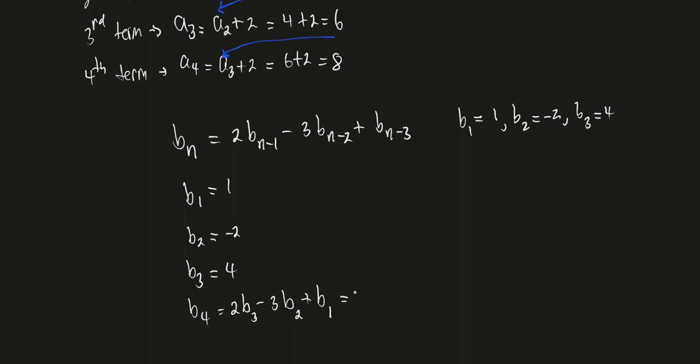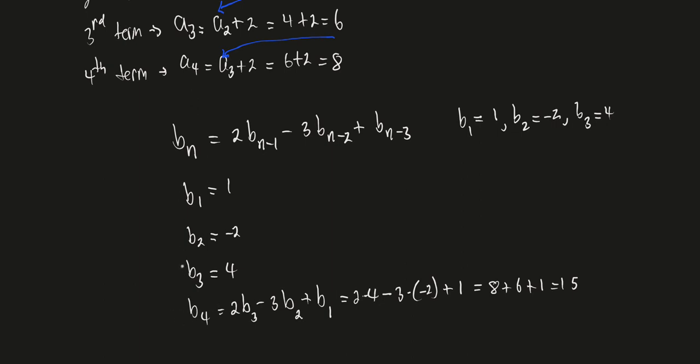So take 2 times 4 and then subtract 3 times negative 2, and then add 1. So plus 1. And let's do our arithmetic. So we get 8 plus 6 plus 1, for 15. So this is now the fourth term in our sequence.